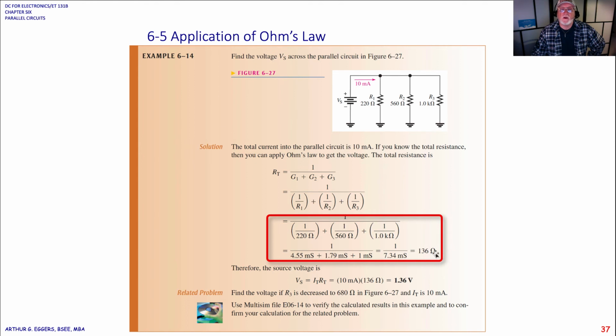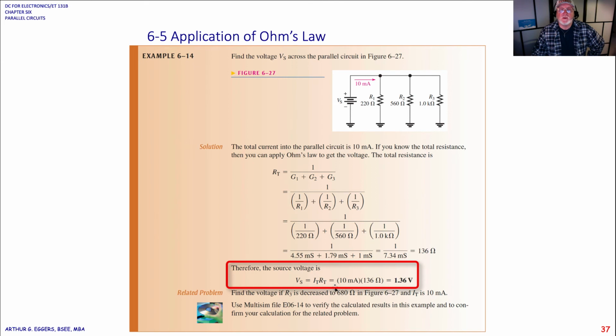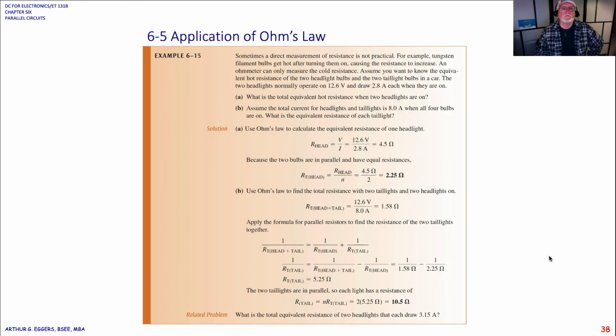So now I know the total resistance. Is it smaller than the smallest? Well, 220 ohms was the smallest. 136 is smaller. I can put that back into the relationship. V sub S, the source, is equal to the total current times the total resistance, 10 milliamps times 136 ohms, to give me 1.36 volts. So that's our source voltage, 1.36.